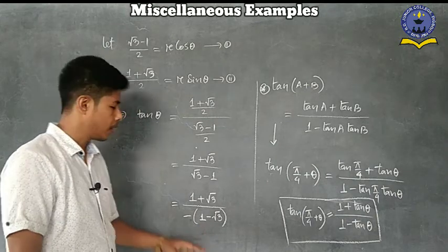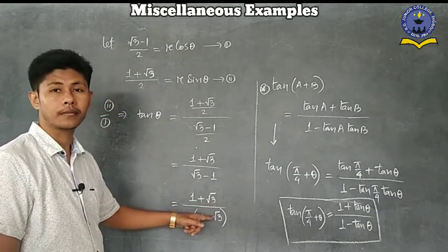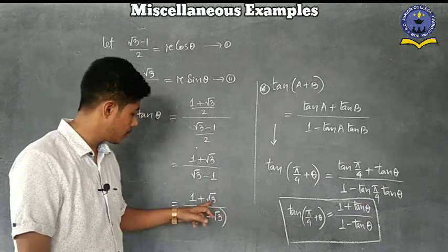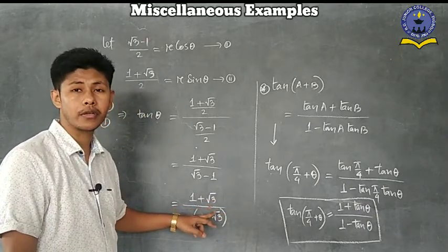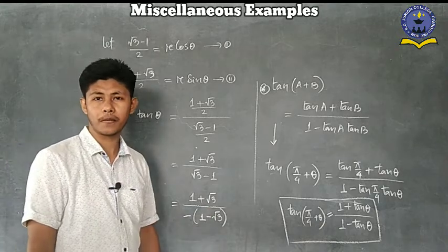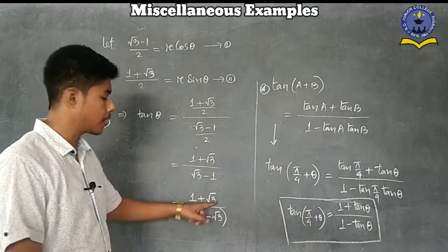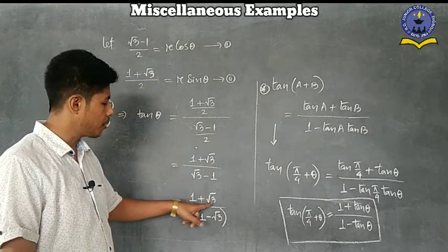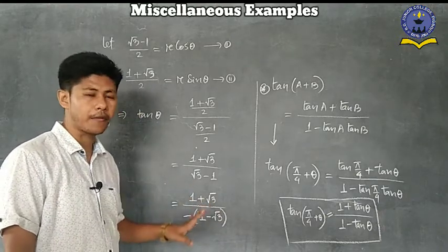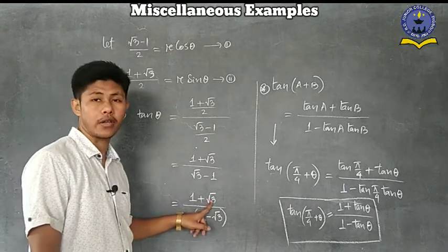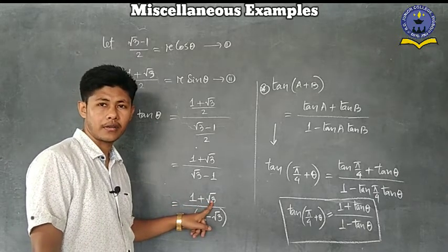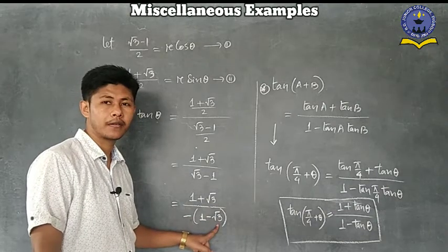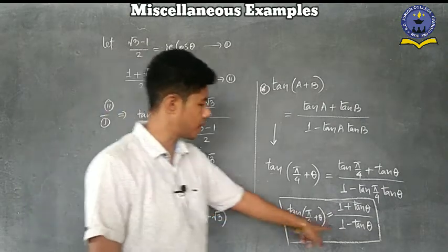Is it clear? Now here root 3: when the value of tan is root 3, obviously the angle is pi by 3, so tan pi by 3 equals root 3. So in place of 1, which means tan pi by 4, there is no need to write it here. In place of root 3, we write tan pi by 3, isn't it? If we write tan pi by 3, then it is of the form of this result.